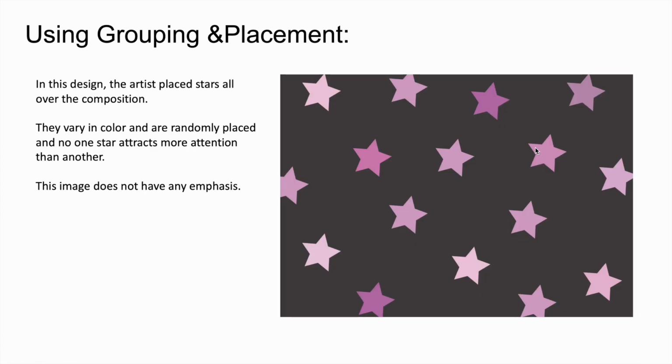Then if you use grouping and placement, so this design, the artist placed all the stars over the whole composition. They're varying in color, they're randomly placed, but no one star gets more attention than another. And this image does not have any emphasis. This is a good example of just kind of a pattern that repeats. We're not going to look in one spot.